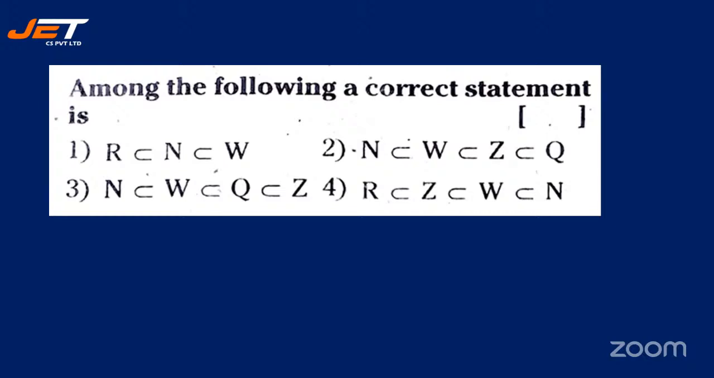All right, so R is a subset of N, is a subset of W. N is a subset of W, is a subset of Z, is a subset of Q. N is a subset of W, is a subset of Q, is a subset of Z. R is a subset of Z, is a subset of W, is a subset of N. Let's see the answer. Yes, Reddy, you all are right. It is option 2. N is a subset of W, is a subset of Z, is a subset of Q.